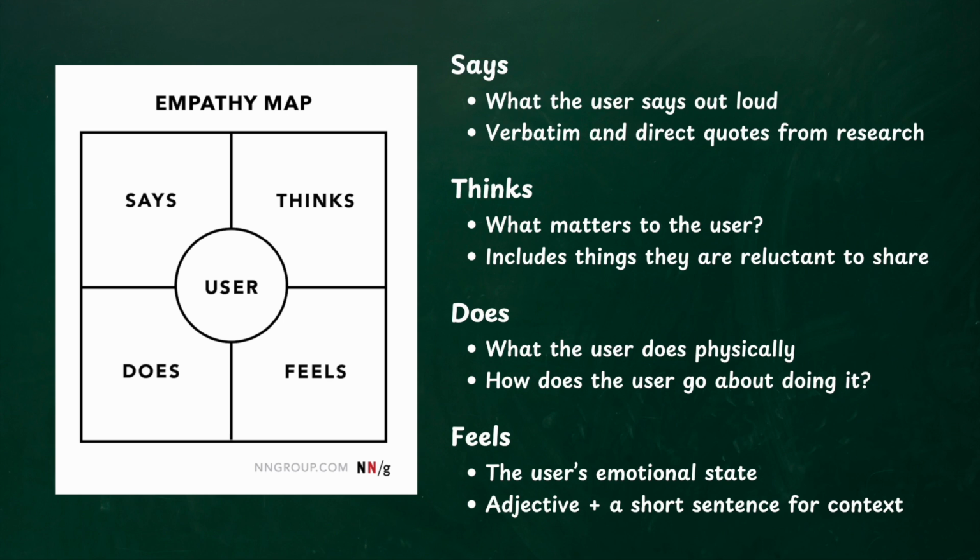So all these fall under the quadrant says. Then for thinks, it is basically what matters to the user. When you interview people and they start talking about what matters to them, maybe affordability, distance, the time spent, the ease, the convenience, things that matter to the user, you start to categorize them under this quadrant. Then it includes things that they are reluctant to share.